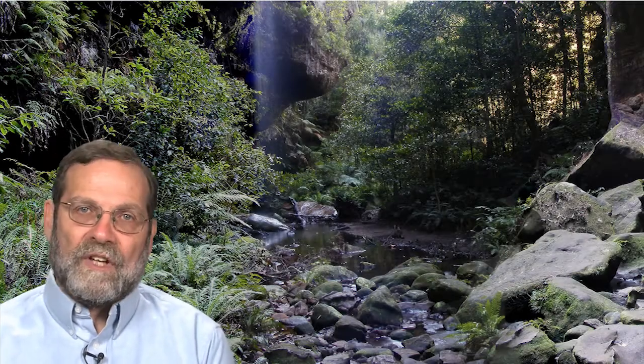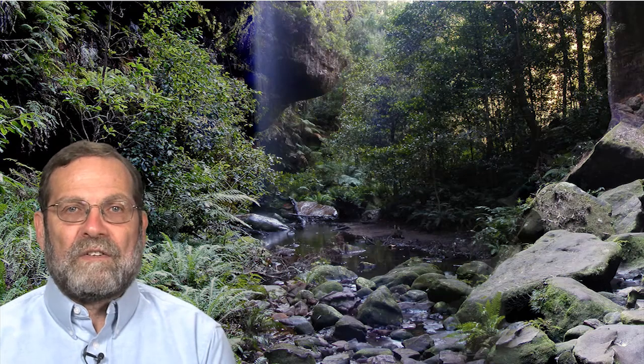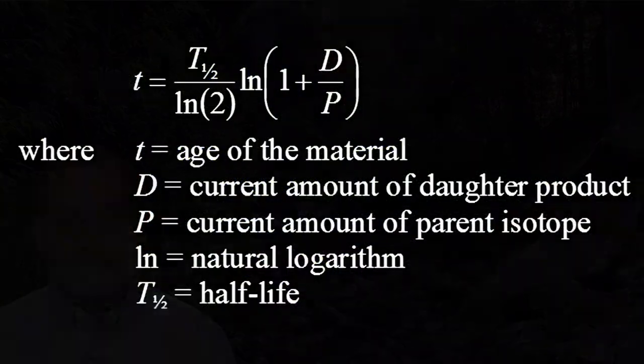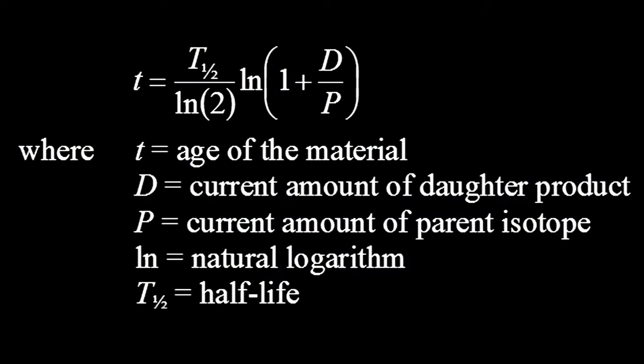Decay of long-lived radioisotopes is the primary method for dating materials. The mathematical expression relating decay to geological time is T = (T1/2 / ln 2) × ln(1 + D/P), where T is the age of the material, D is the current amount of the daughter product, and P is the current amount of the parent isotope. Ln stands for natural logarithm, and T1/2 is the half-life. This is how one uses radioisotopes to estimate the age of a substance.